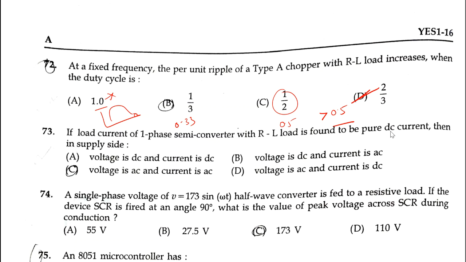Now, if the load current of a single phase semiconductor fed with an RL load is found to be pure DC current, then the supply side is. So whenever there is an RL load and the load current is found to be pure DC, then the supply side will have voltage AC and current is also AC only. Okay.